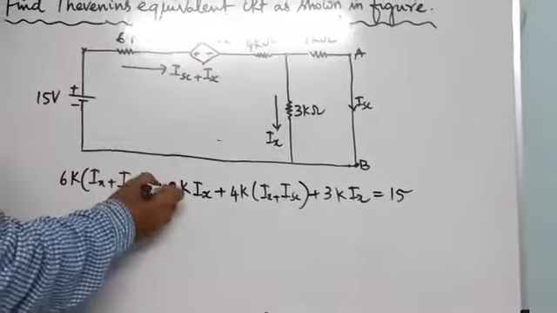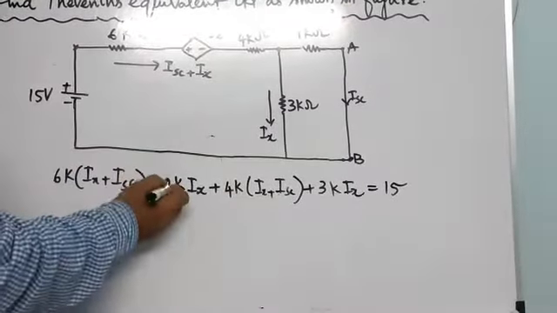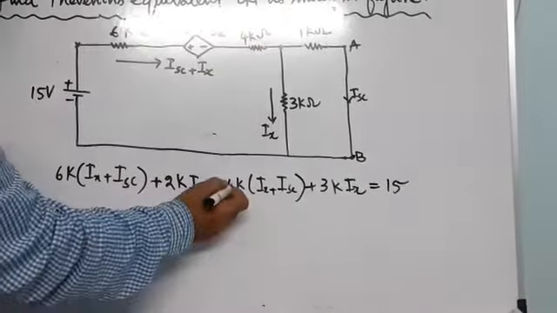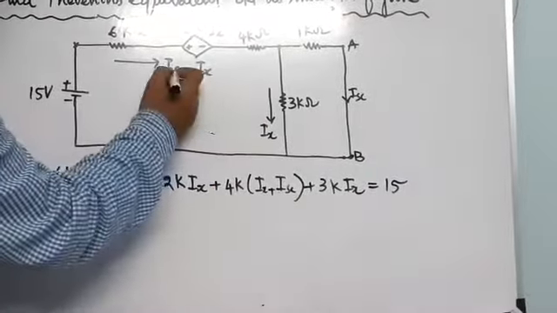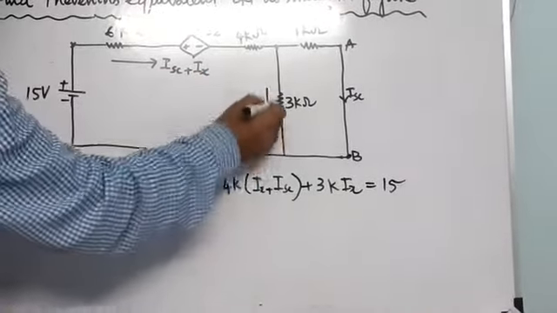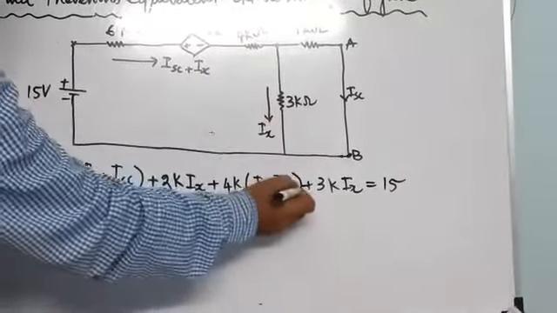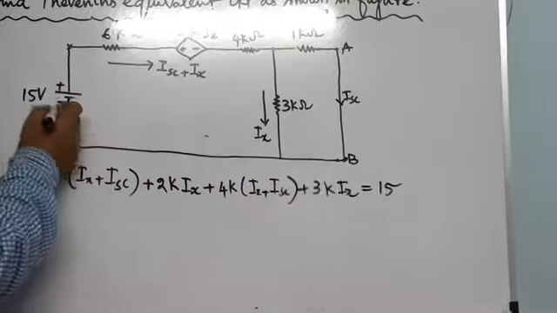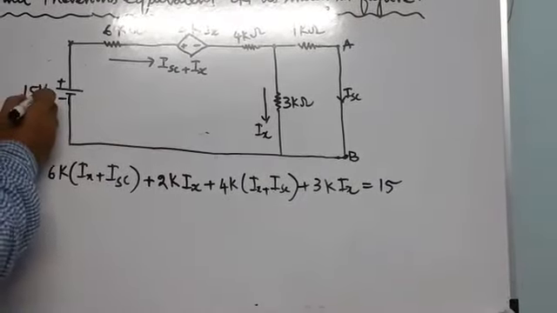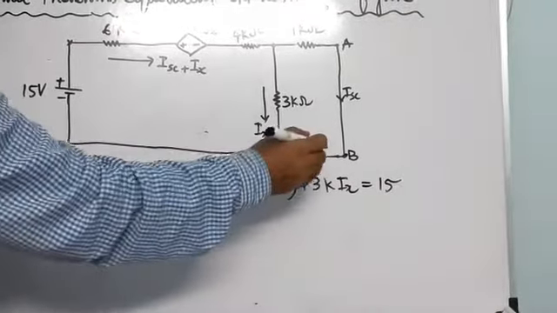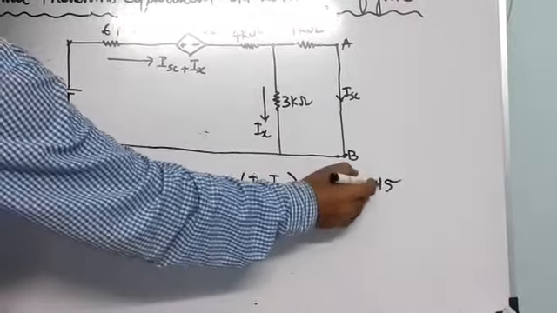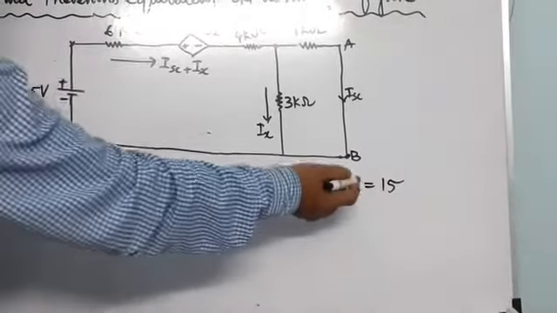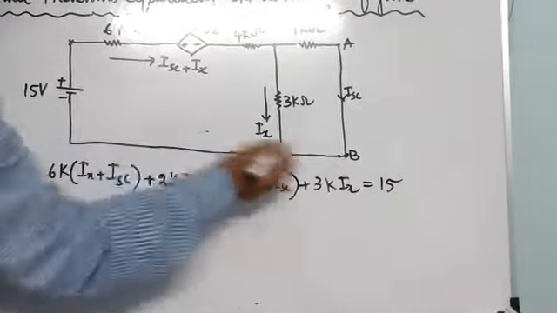If it is negative, you write minus. If positive, plus 2k Ix. Then plus 4 kilo into Ix plus ISC current. Then here only Ix current will flow, so 3k Ix. Now come to the point: minus 15 equal to 0. Instead, I have written it minus, outside the 0 it becomes a plus. So it is equal to 15.